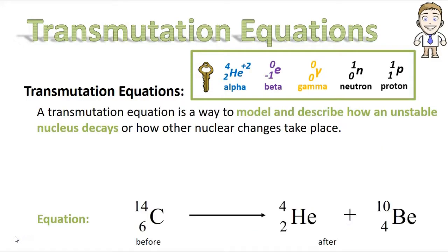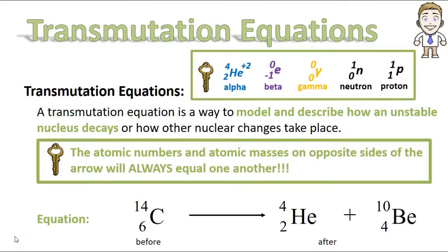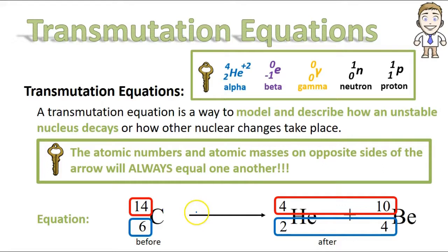So now that it's done, let me just neaten that up a little bit there because my writing's kind of sloppy. We'll make one more final observation, a really important key idea, and that is that the atomic numbers and masses on opposite sides of the arrow will always equal one another. This is going to be extremely important when you start writing these equations yourself. If you haven't noticed it yet, take a look at the numbers in red. We started with a mass of 14 before the decay, and after we have a total mass of 14. That's always going to be true. It works with the atomic numbers as well. We started with 6 protons, and afterwards, 2 plus 4, we still had 6.